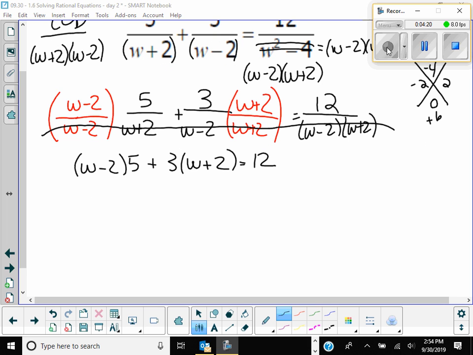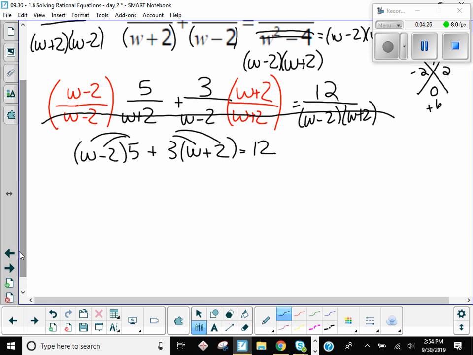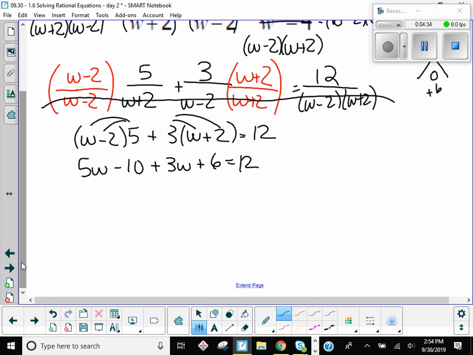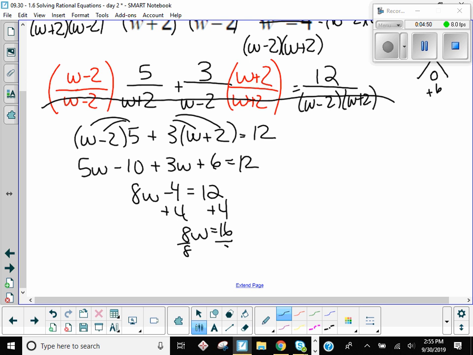On your papers, I saw people distribute, and then get 5w minus 10 plus 3w plus 6 equals 12. Adding your w's, 8w, negative 10, positive 6 is negative 4, equals 12. Then you add 4 to both sides. 8w equals 16. Dividing by 8 gives you w equals 2. Raise your hand if you got w equals 2.